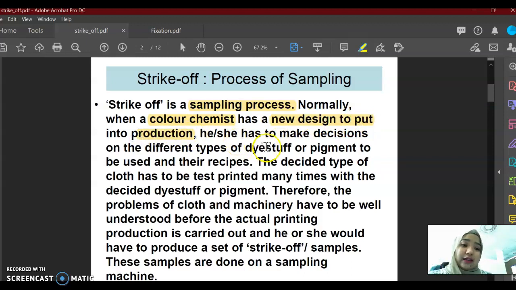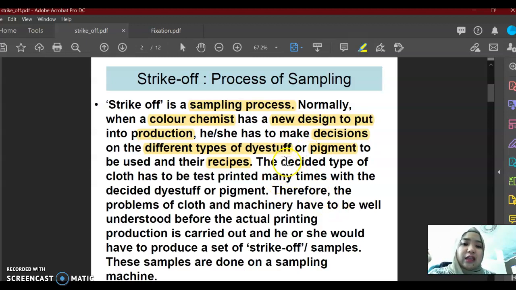So you as a color chemist, that means they are the tech for mixing colors. So they have to make decision on what kind of dye stuff or pigment they want to use and their recipe. Okay, kira they know what ratio of color to get a certain color. Okay, kalau buka AI, they have CMYK tu, and they have RGB, and they know the mixture, how to get certain colors. Okay, how to get maroon, how to get royal blue. They know the mixture, they know the recipe.